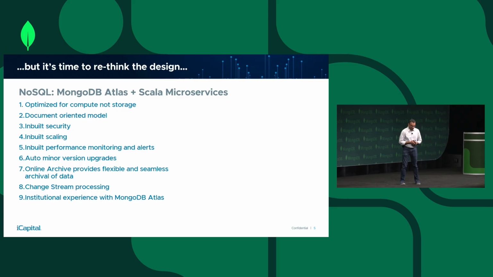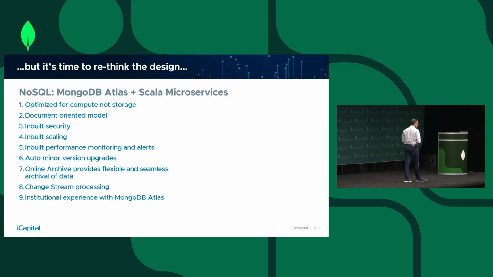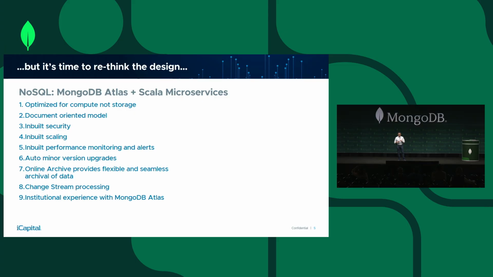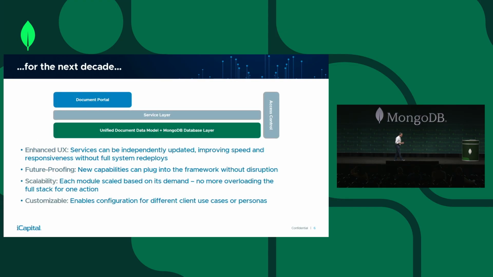Besides that, iCapital acquired a company in 2023, which brought a lot of institutional knowledge about MongoDB Atlas to iCapital. So we had a team of engineers who knew how to use Atlas. We had a use case that was perfectly tailored for the platform, and we were confident that we had a good design to go with it. So with this, we were able to build a next generation stack that is now ready to meet the evolving needs of our client and scale up to the complexity of the business.